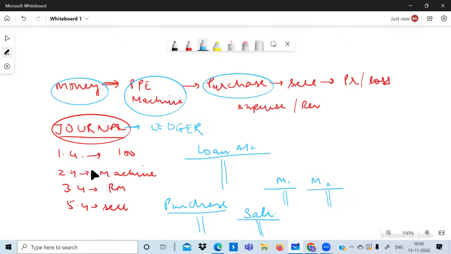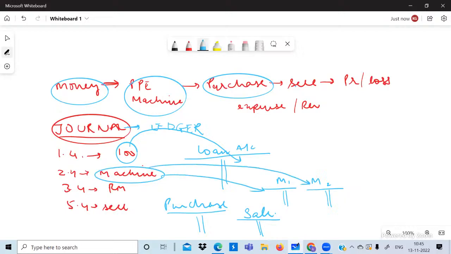Once you have these transactions over here in the journal, then you keep transferring them from the journal to the ledger. So let's say this 100 rupees which was recorded in the journal and you've raised money, I'll transfer it to the loan account. Then I bought a machine, so I'll transfer it to the machine account. So let's say it's machine one, machine two, I'll transfer it over here. Then I purchased raw material, it'll get transferred over here. Then I've sold goods, it'll get transferred over here.